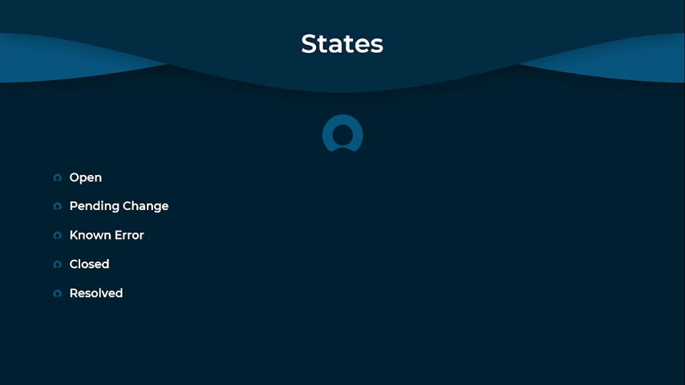And resolved. Once the underlying issue causing the problem is addressed, the problem record transitions to the resolved state. This indicates that the problem has been resolved and normal service operation has been restored. So the closed state comes after resolved.